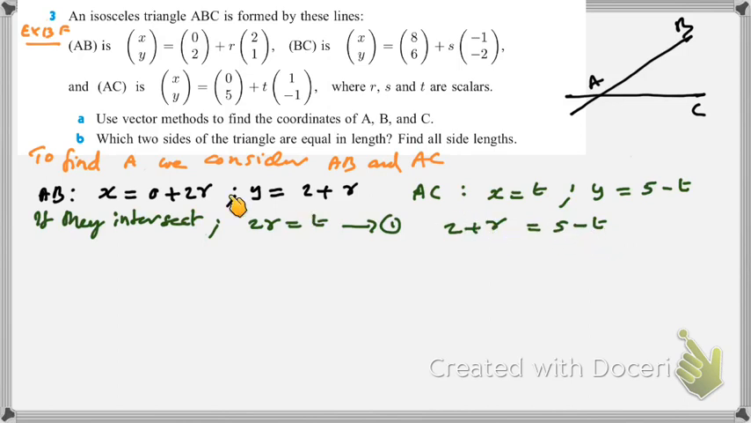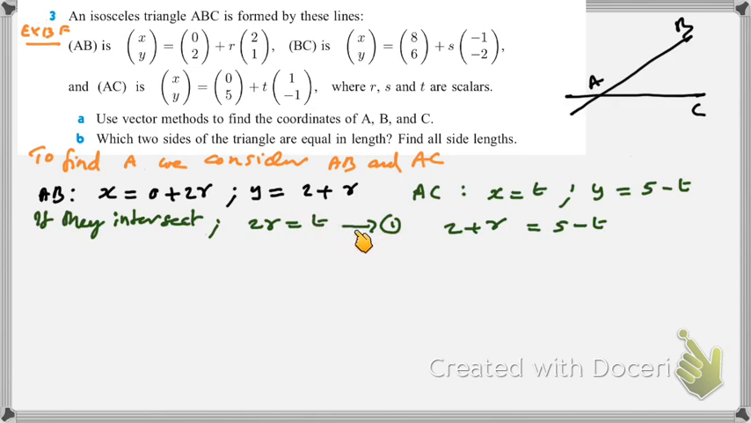So one more time quickly, what we are saying is, we wrote both the lines in the parametric form, and if they intersect, they should have the same x coordinates and same y coordinates at the point of intersection. That is, for some value of t and r, the x values must be the same. So x value from here, 2r, has to be equal to t, and the y value from here, which is 2 plus r, has to be equal to 5 minus t.